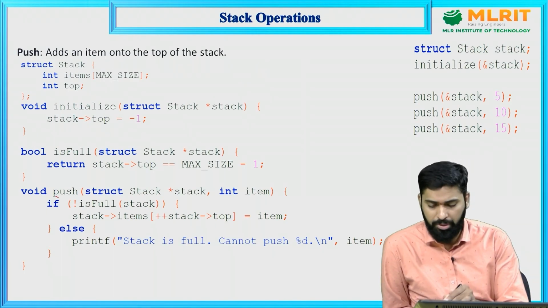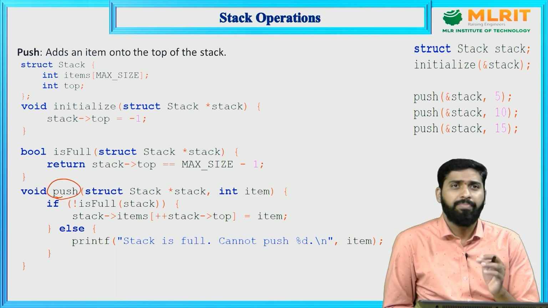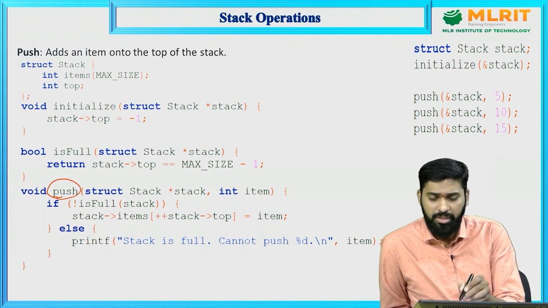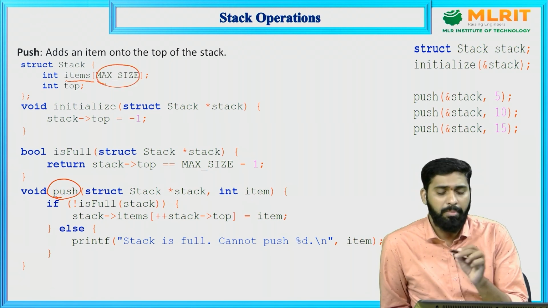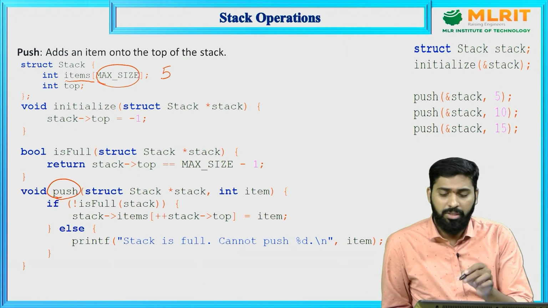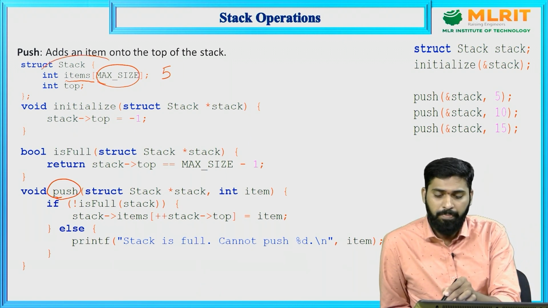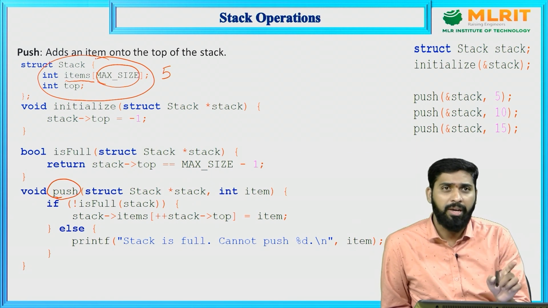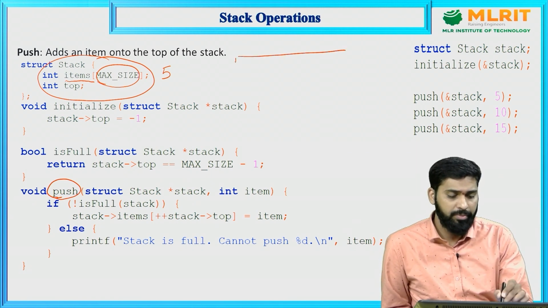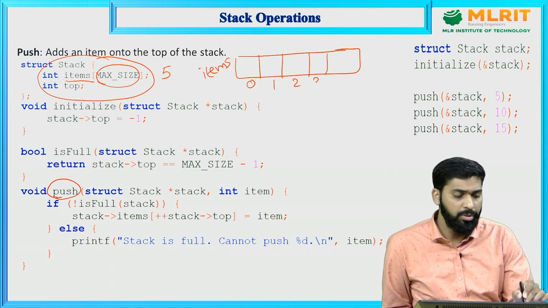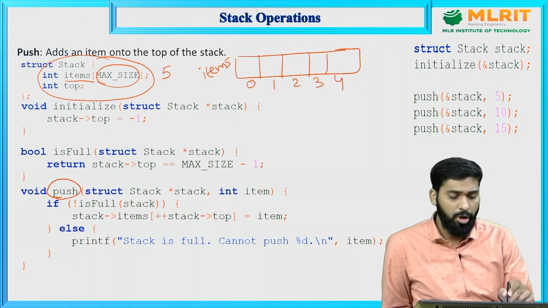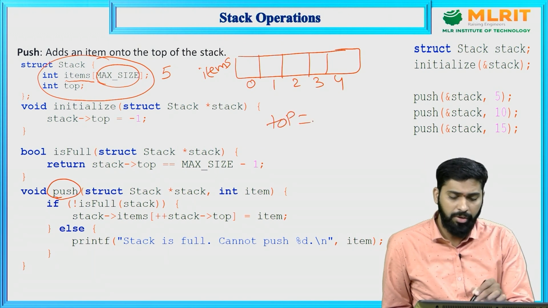The implementation of operations. First one is push. Here we are taking the stack as a structure. Here this is the stack items and here the maximum size. In our example, we consider this as 5. So, this is the stack structure. This contains two items. One is array, items of 5. Let us assume this is the items array, 0, 1, 2, 3, 4. And the top equals to, initially we are taking -1.